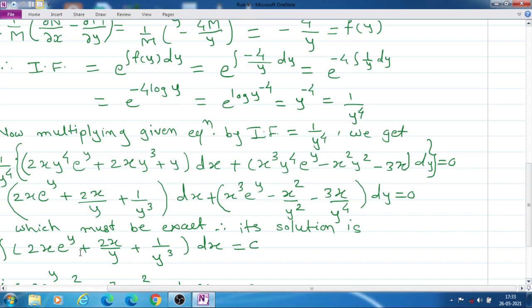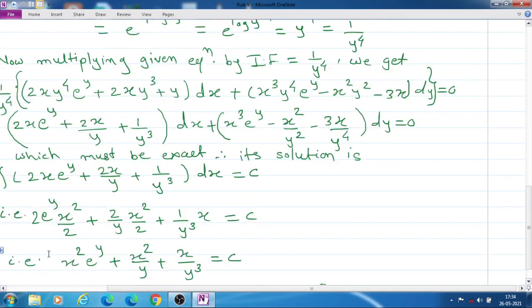And now the solution of the given differential equation is integral M dx plus integration of those terms of N which do not contain x. But here we see that there is no term which is free from x, which does not contain x. Therefore we cannot take the terms in N. So the solution is only integral M dx. Therefore we have written here M and we integrate.